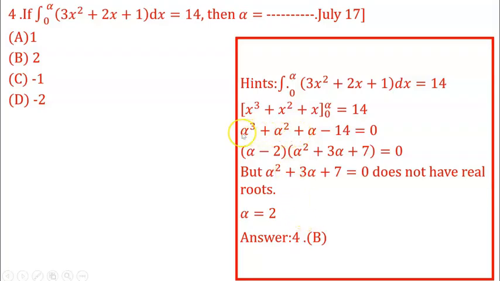Also, you can take it from the options, that is, substitute alpha equal to 1, alpha equal to 2, alpha equal to minus 1 and minus 2. Then you will get the correct answer, alpha is equal to 2. Okay, that is another way to solve this polynomial. Therefore, option B is correct here.